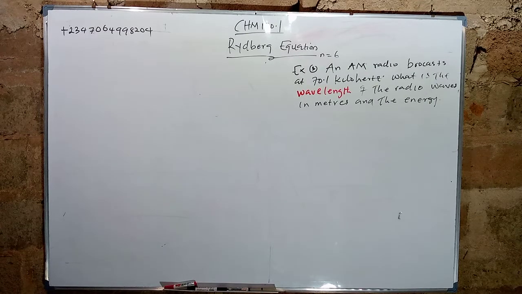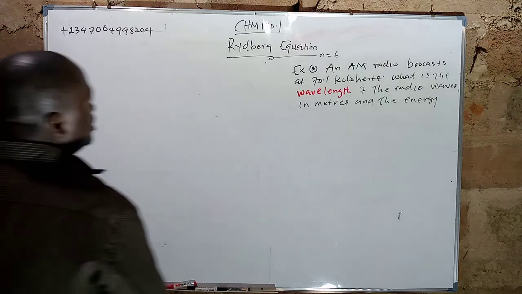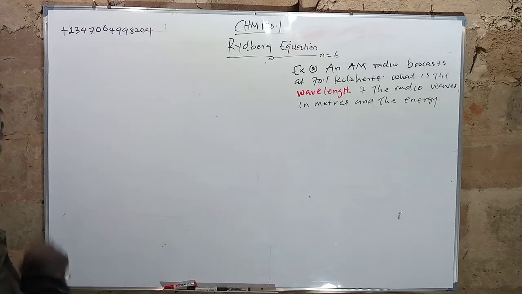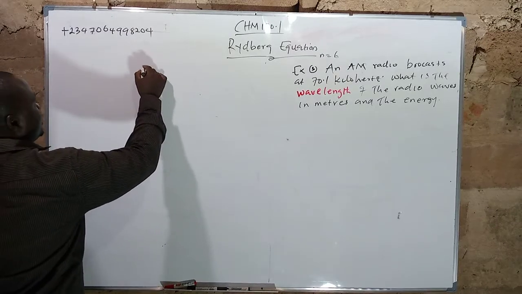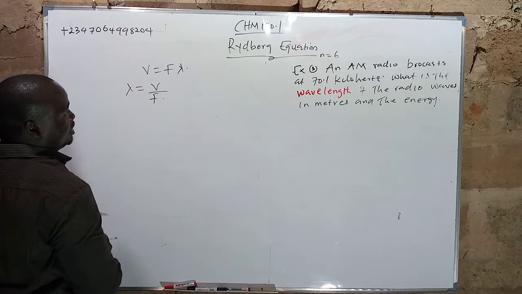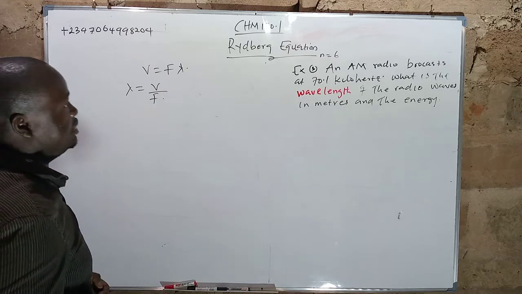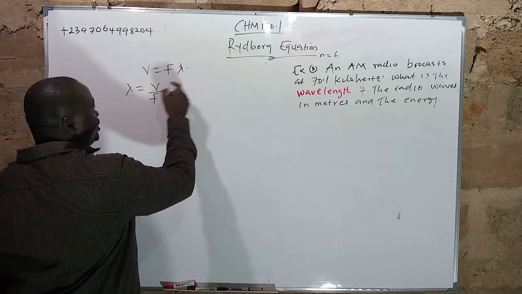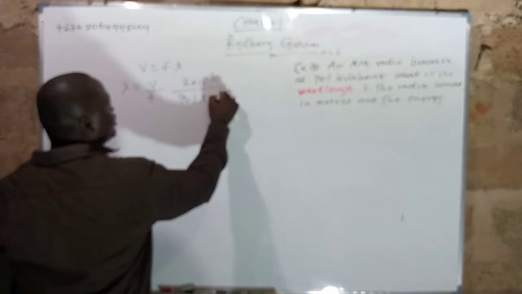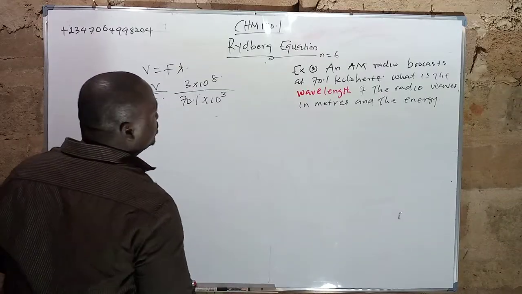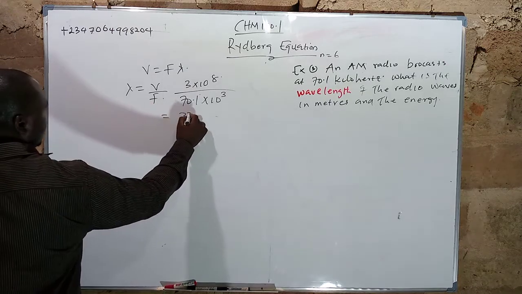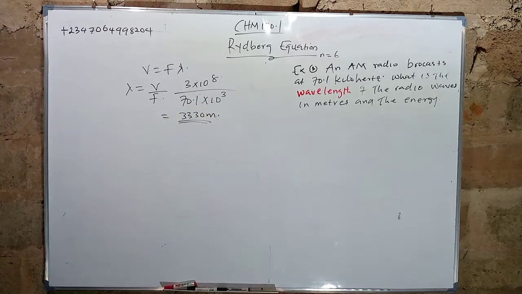Example number 3: an AM radio station broadcasts at 70.1 kilohertz. What is the wavelength of the radio waves in meters, and the energy? Remember I said that velocity is equal to f lambda. So they want to get the wavelength. So wavelength is velocity all over frequency. The velocity is always that of light, 3 times 10 raised to the power of 8, all over the frequency, 70.1 times 10 raised to the power of 3 to convert kilohertz to hertz. This is so easy. Whatever you get, you should get 3330 meters. So that is the answer to that one.